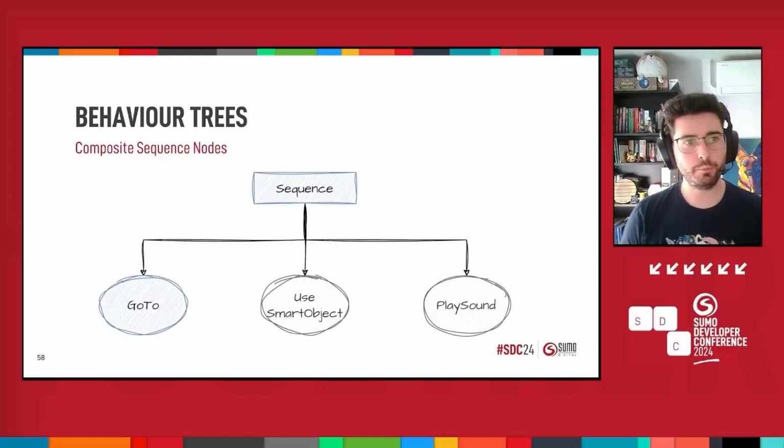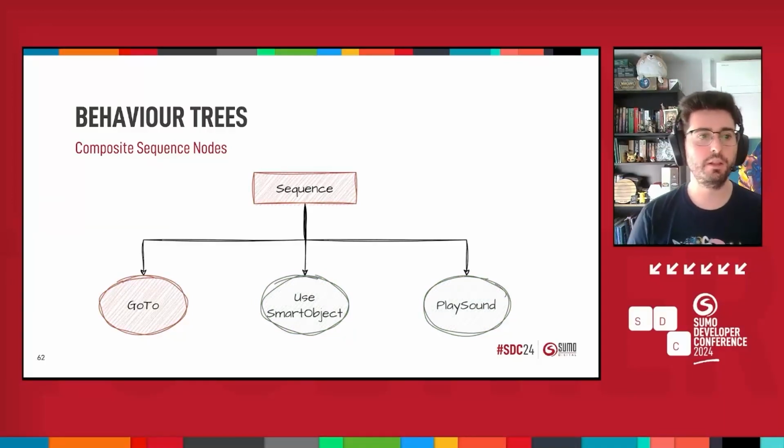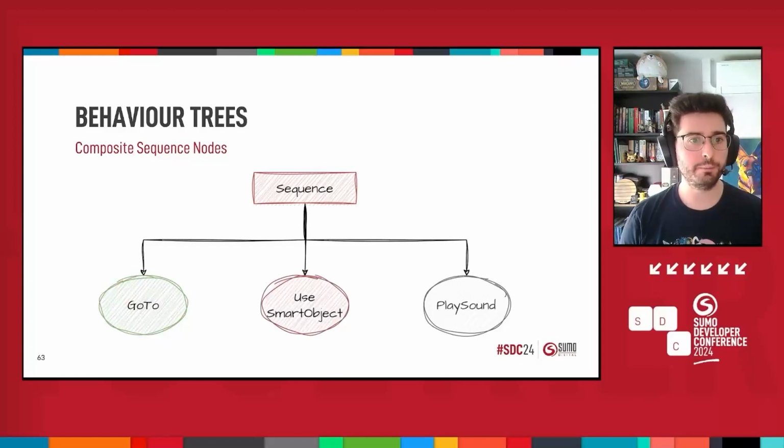So in this example, we run a goto, it will return a running status, it will then succeed. We'll use the smart object, which again returns a running status, it will succeed, and in the next node, it will play sound, and then the whole sequence succeeds because all of its children succeeded. However, if the goto had failed, then the whole sequence will fail. And the same thing for all of its children. All it takes is for one of its children to fail for all of the sequence to fail.